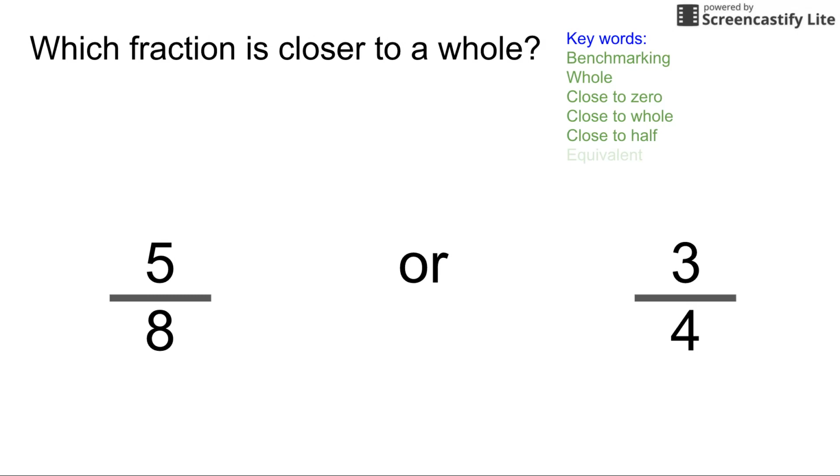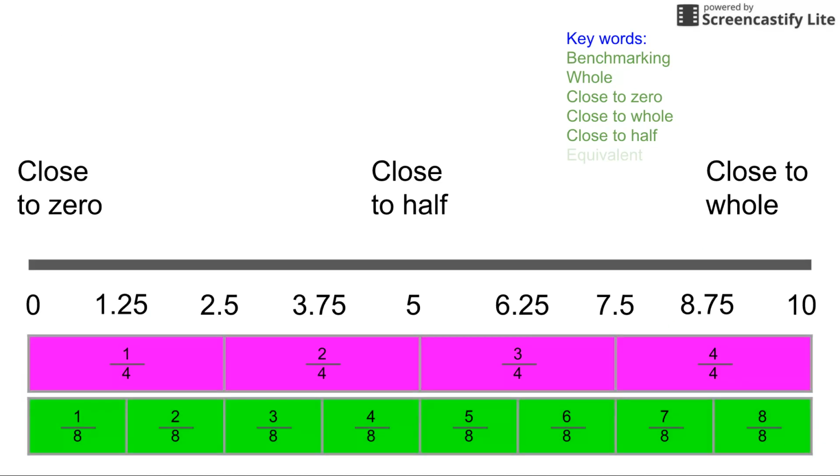Pause the video and discuss with the person next to you. At first, it's not easy to see the relationship between the two fractions. Some students might think that 5/8 is larger than 3 quarters, as it has a higher number of parts. Or they might say that 8 is greater than 4. But if we look at our number line and the denominator of each fraction, we can divide our number line into equal quarters and eighths. Let's use benchmarking to help us find out which is closer to a whole.